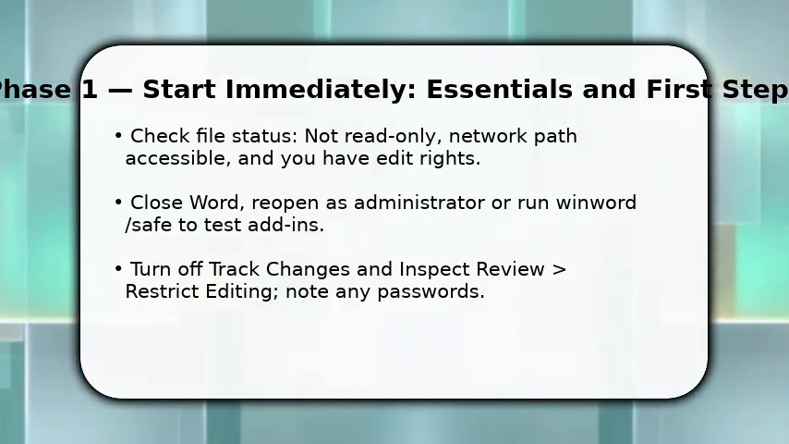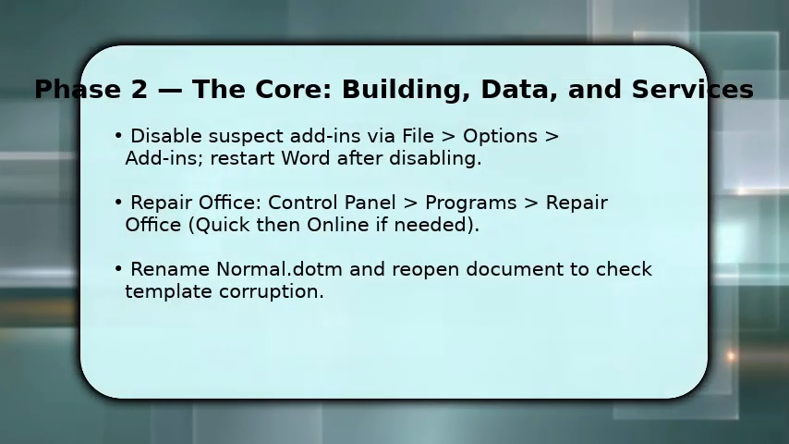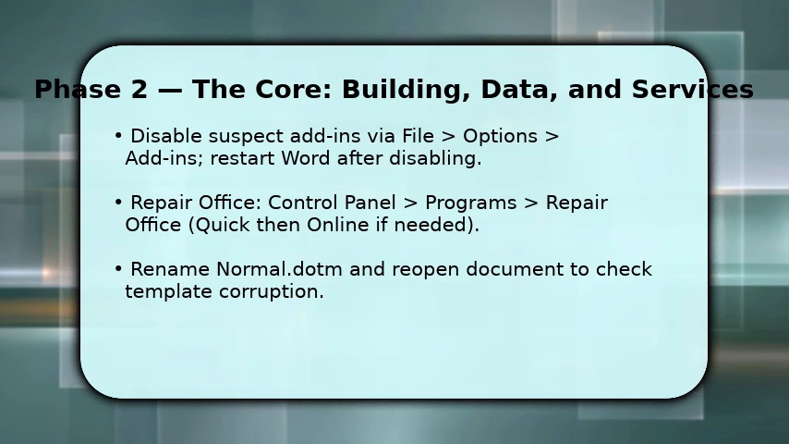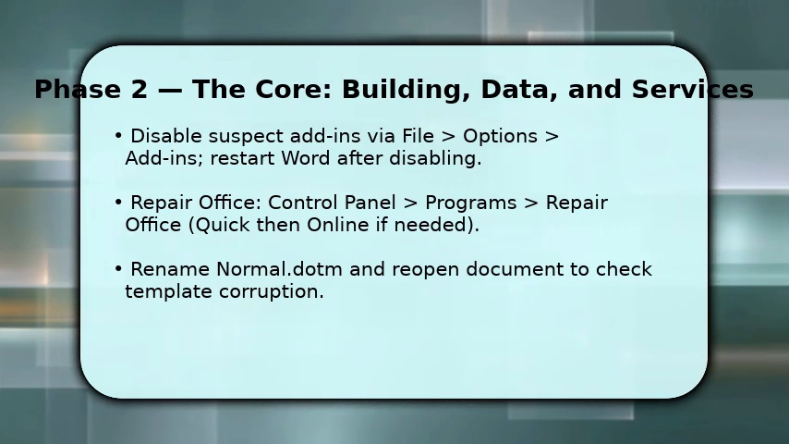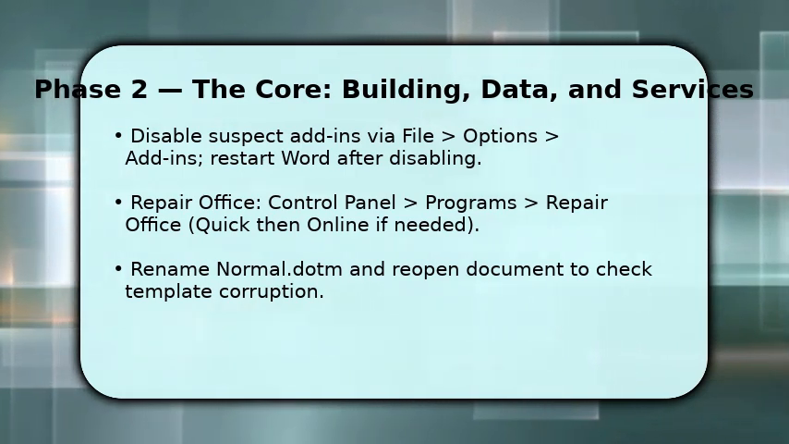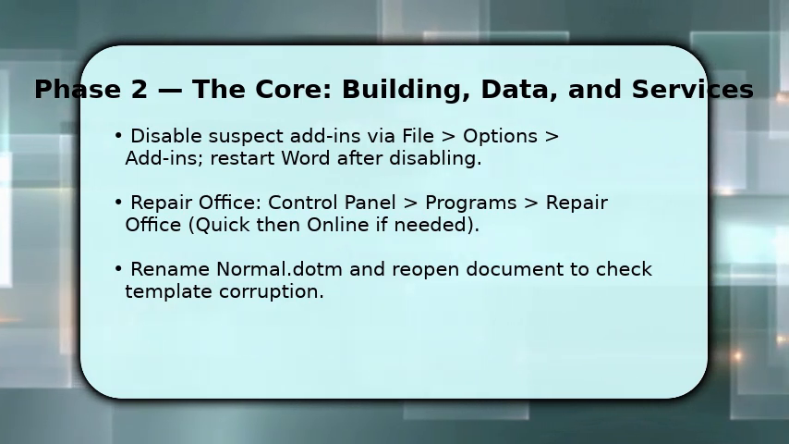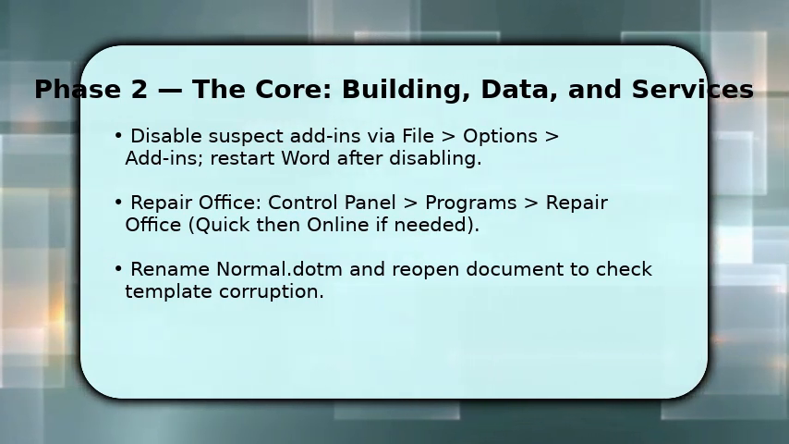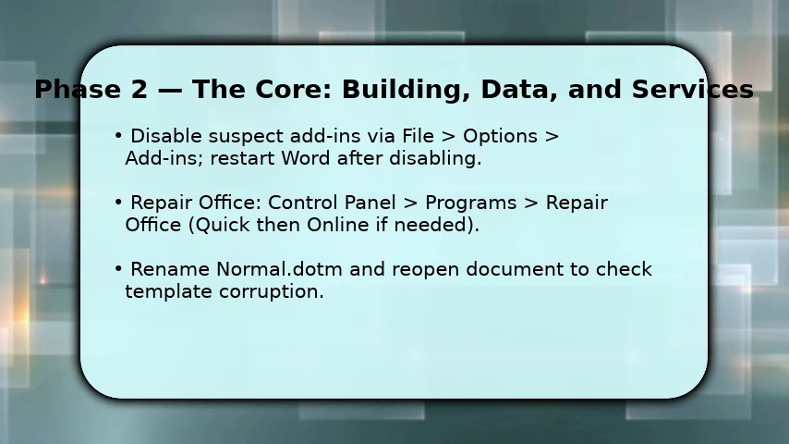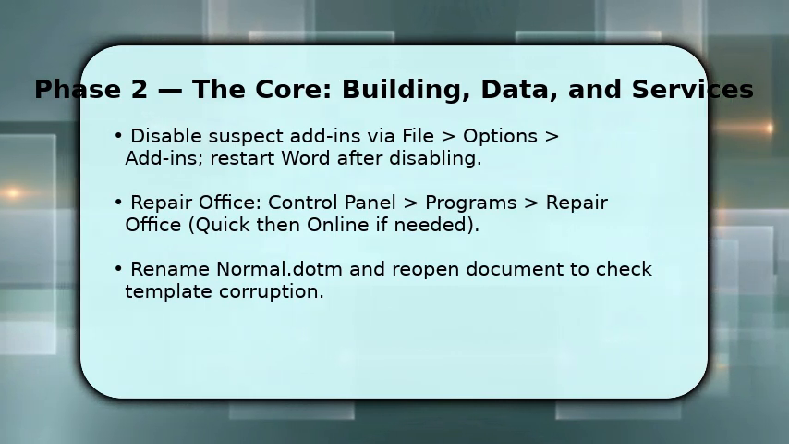Now diagnose deeper causes. Disable COM add-ins one by one from File, Options, Add-ins, because a rogue add-in can intercept selection. If that doesn't help, run a quick repair from Programs and Features. If unresolved, run an online repair to refresh Office files. Also rename Normal.dotm in your Templates folder to force Word to recreate it. Template corruption commonly causes odd lock behavior. Make sure to reboot Word between each step so you can clearly see the effect.